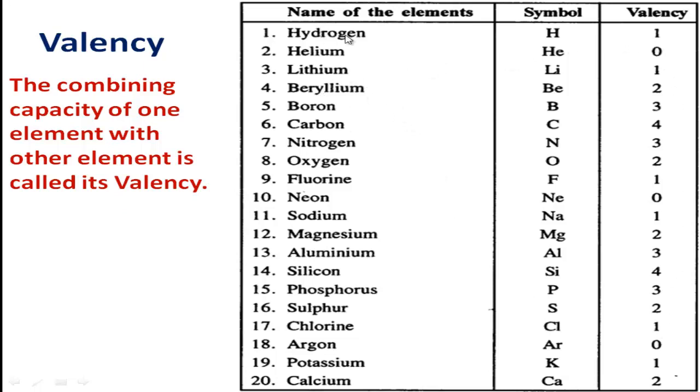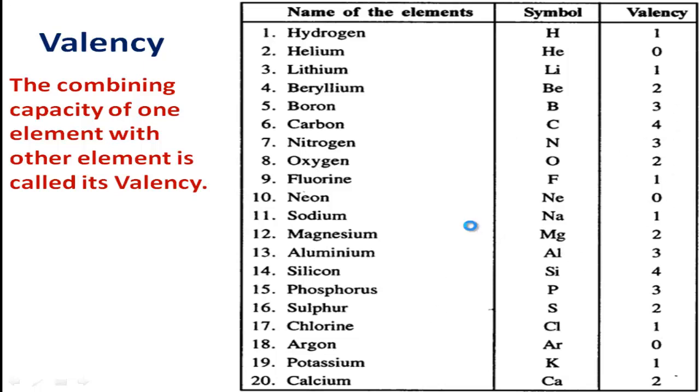Follow here. Hydrogen valency 1, helium valency 0, because helium is actually an inert gas, a noble gas. It actually cannot react with any other elements. For this, its combining capacity is 0. So you have to just memorize the valencies which are present here. Lithium 1, beryllium 2, boron 3, carbon 4, nitrogen 3. In this way you have to just simply memorize.